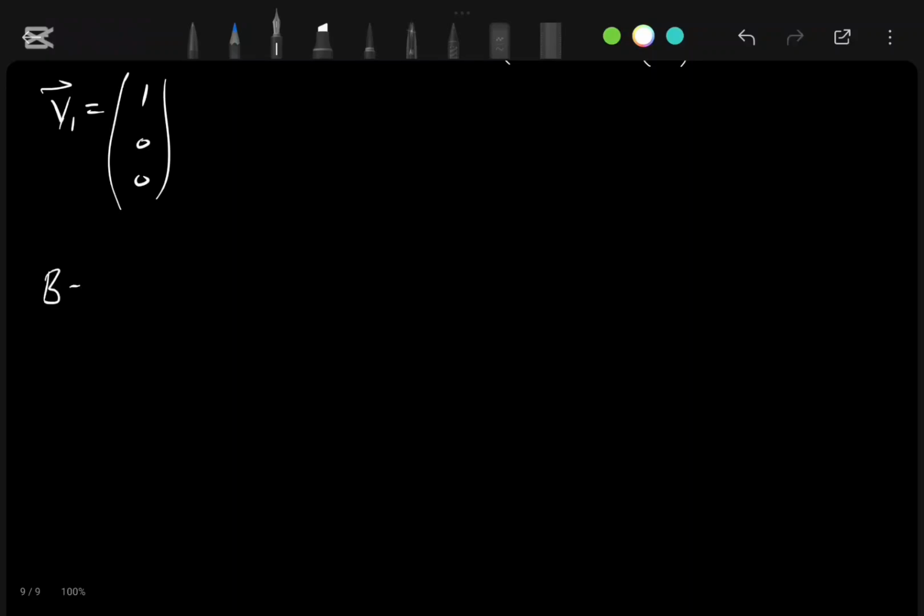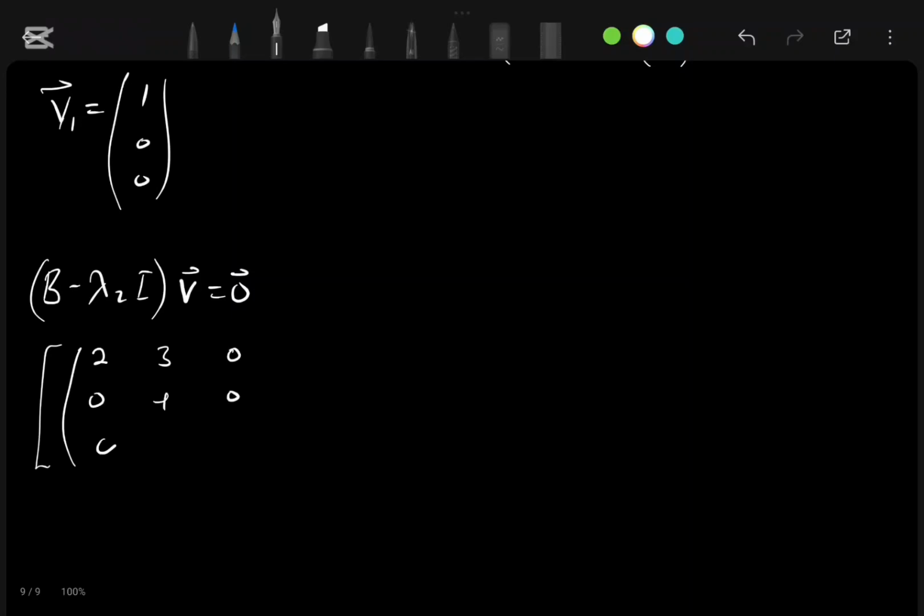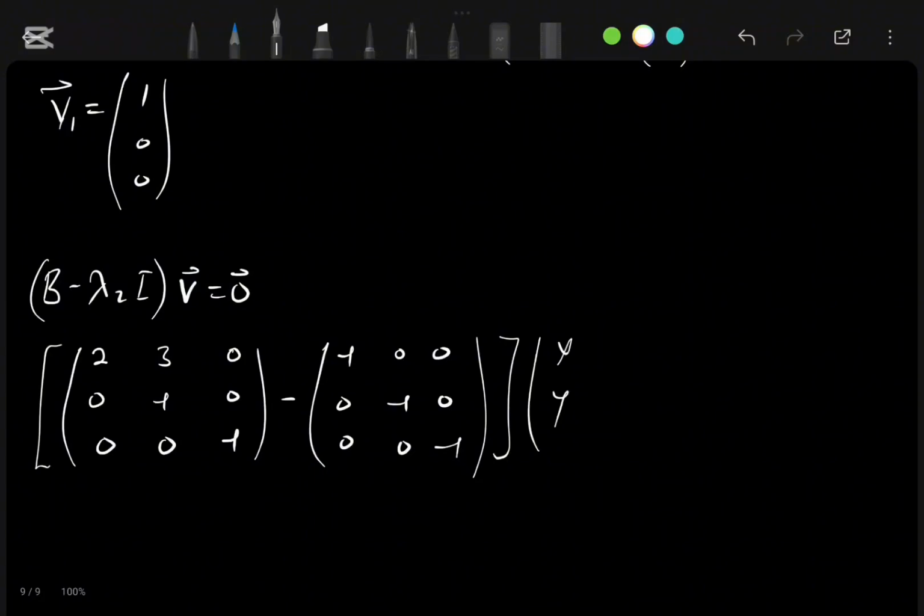We have (B minus lambda 2 I) times the vector v equals 0. We have the matrix with rows 2, 3, 0; 0, 0, minus 1; 0, 0, 0, minus 1, minus 1, 0, 0, 0, minus 1, 0, 0, 0, minus 1, multiplied by x, y, and z, equal to 0, 0, 0.